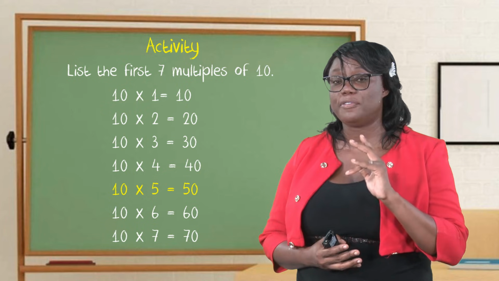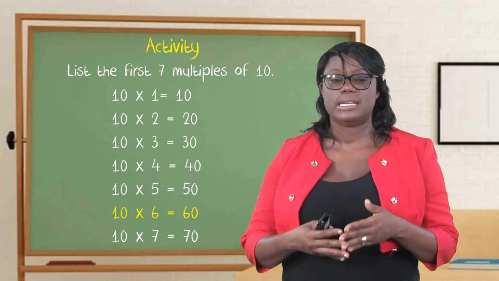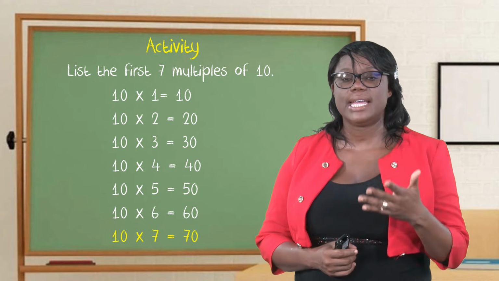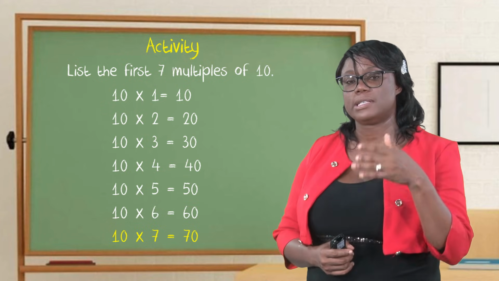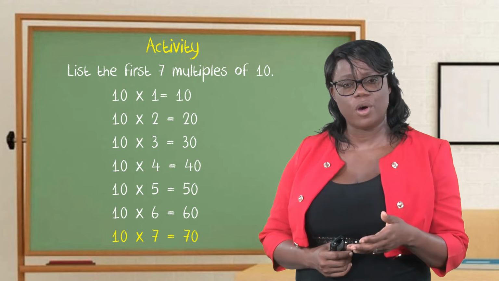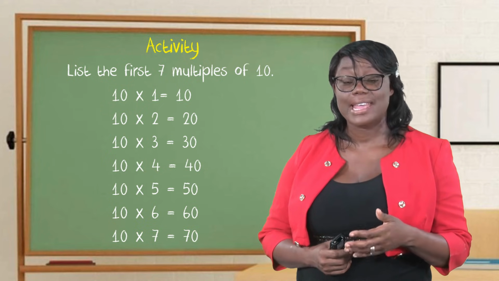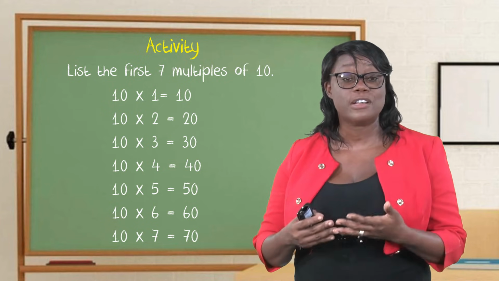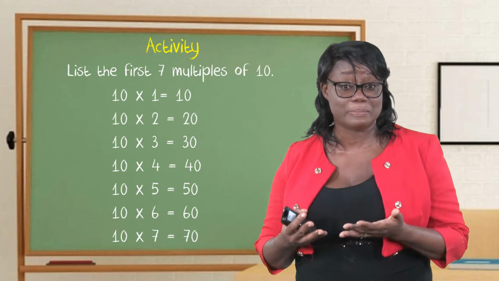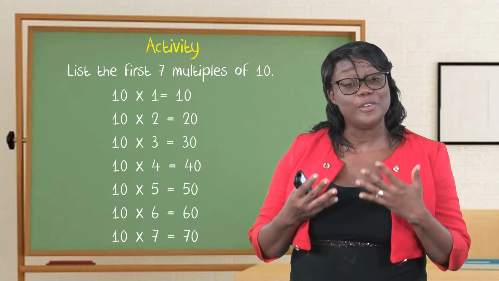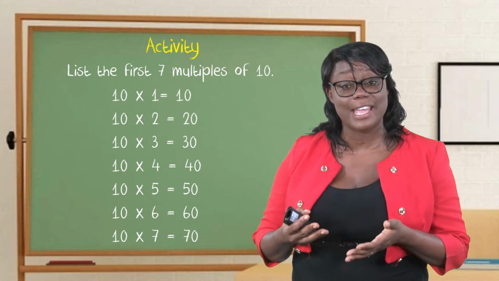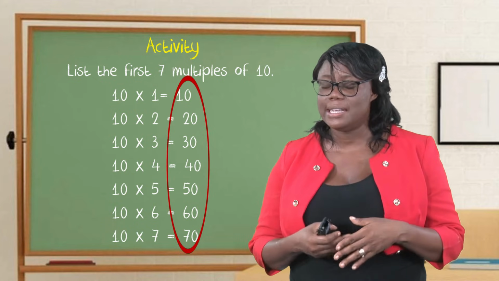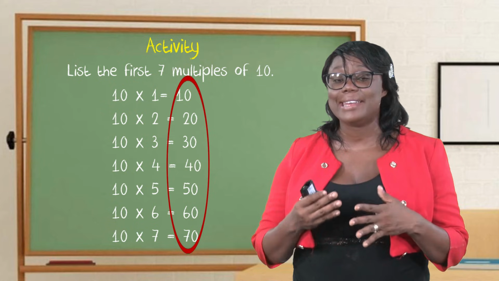10 times 5 will give us 50. 10 times 6 will give us 60. 10 times 7 will give us 70. Boys and girls, could we go on? Yes, you are correct. We can't because the question asked for us to list the first 7 multiples of 10. So the first 7 multiples of 10 would be 10, 20, 30, 40, 50, 60, and 70.